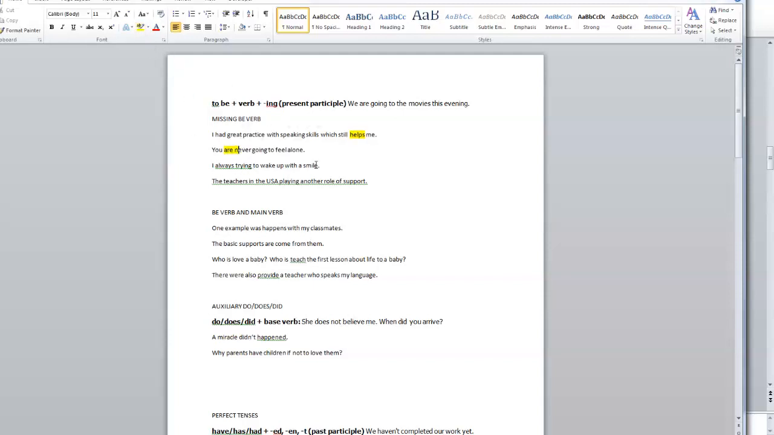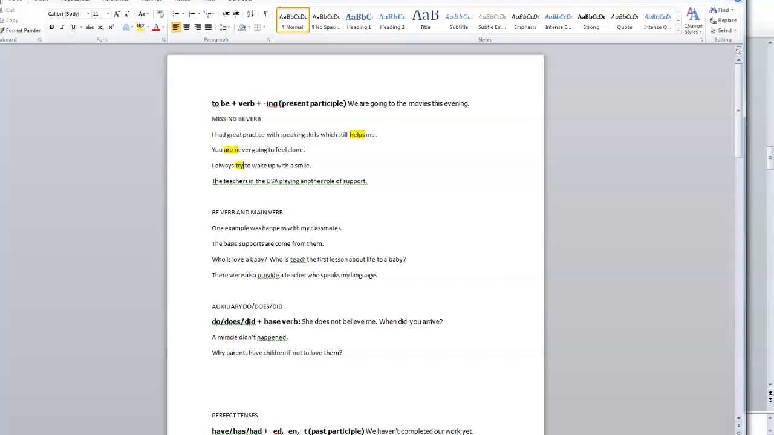I always trying to wake up with a smile. In this sentence, one thing we might just say, let's add the be verb. What's the be verb for I? Am. Okay, is that a good enough way to say it, I am always trying to wake up with a smile? It might be okay. But because we have this adverb always, we know it's a general truth. So we could just change this to say, I always try to wake up with a smile. Okay? Because this shows that it's a general truth and it always happens.